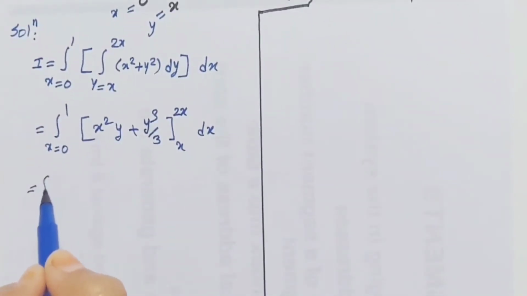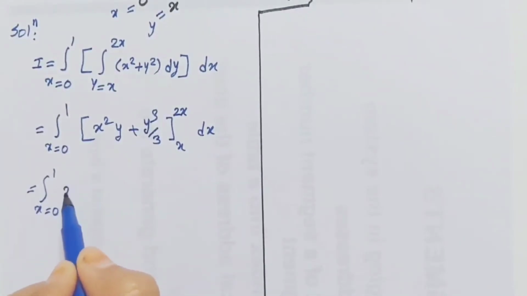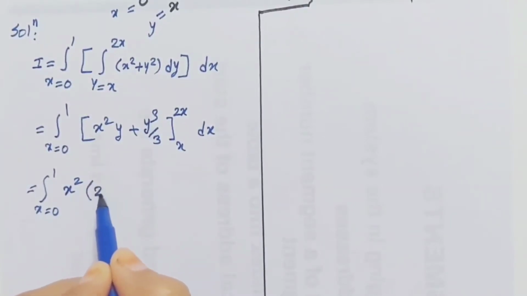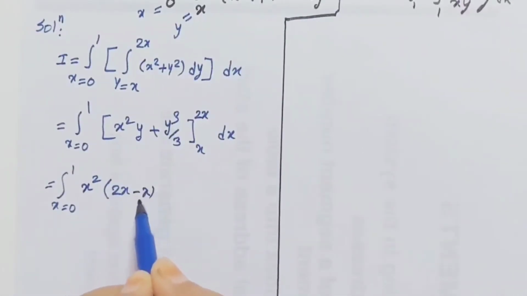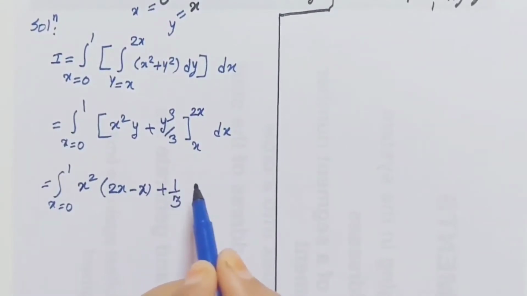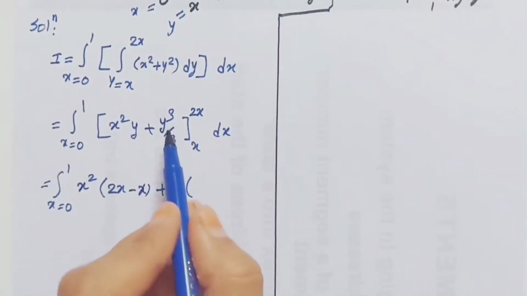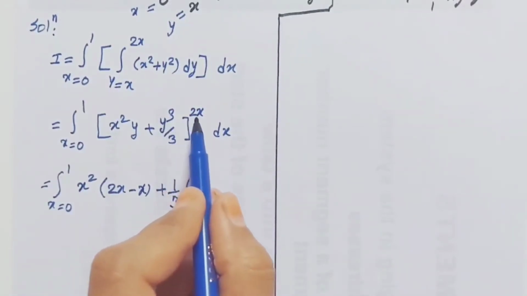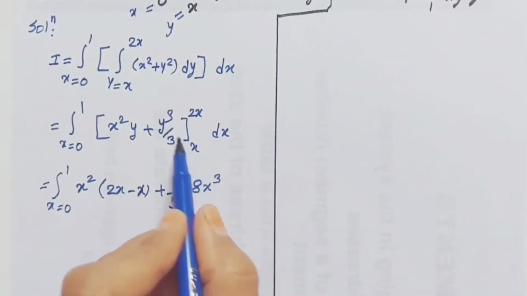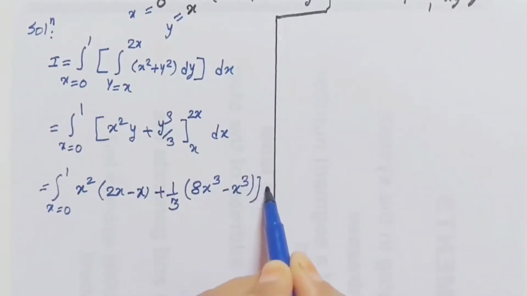So here x equals 0 to 1 as it is, the integration limit. Here x square as it is, if we put upper limit minus lower limit in y, then the upper limit is 2x minus the lower limit, which is x. This is the first term put in. Then plus 1/3 constant as it is, because there is no need to change it here. Upper limit and lower limit are put here. So if we put the upper limit, since it is y cube, the upper limit is also cubed, it is 8x cube, minus the lower limit, also cubed, so it is x cube, dx.